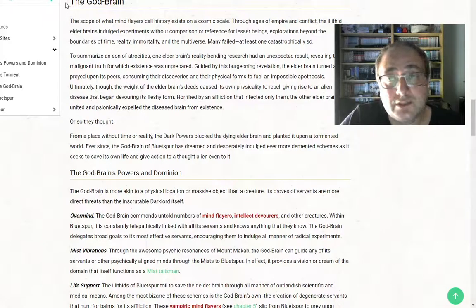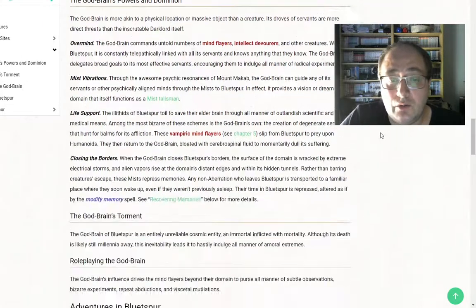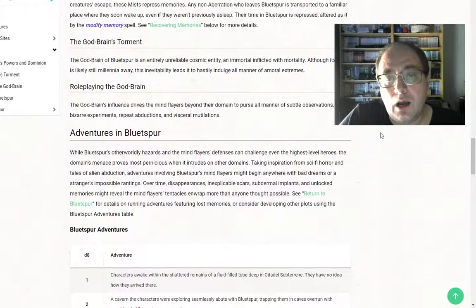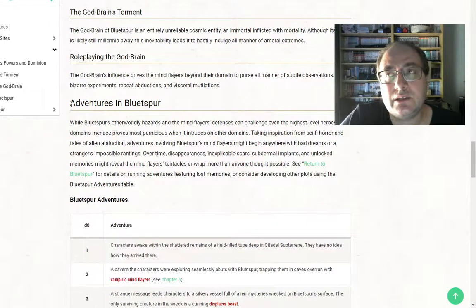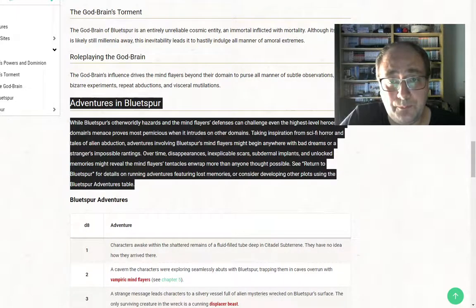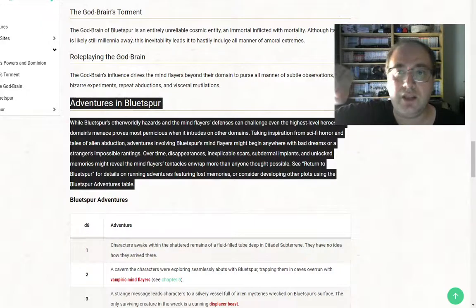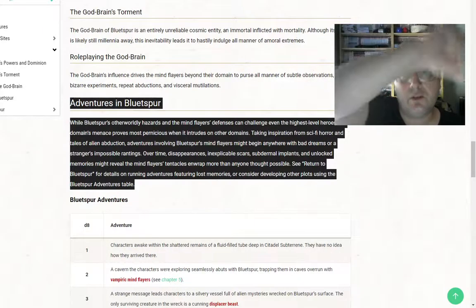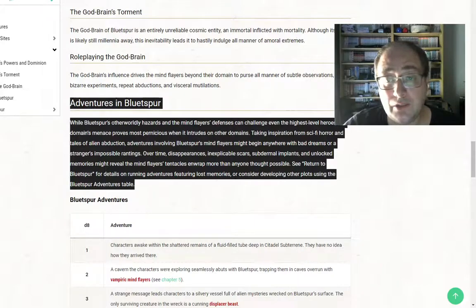It does go quite into detail about the God Brain and what it is and what it wants, and how it is getting it. But, and this is a bit of a weakness of this domain in my opinion, you're not going to run an entire campaign in it. You could run a series of adventures, sort of like Out of the Abyss. You wake up in the laboratory and now you're trying to escape, and it's like, okay, you need to do this, then this, and then you're going to escape Bluetspur. And I think that would be fantastic. It's just not going to support a long campaign very well.